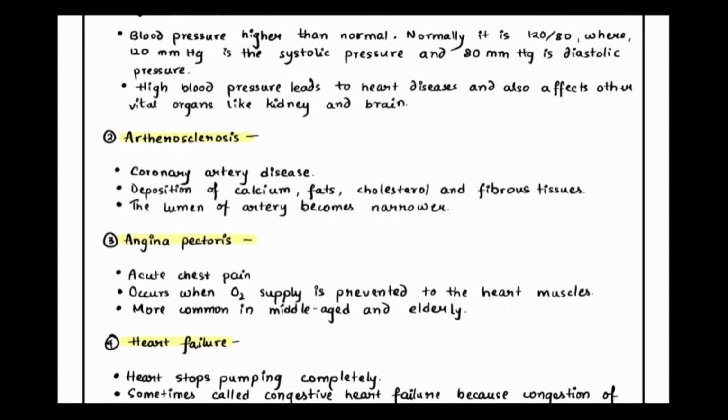So deposition causes the, if this is the lumen, and if you deposit a lot of fats and calciums and cholesterol, that is going to block, that is going to decrease the passage of the blood flow. That causes a problem. So that condition is called arthrosclerosis. And like I said, the lumen of the artery becomes narrower. Lumen is the hollow gap through which the blood is traveling.